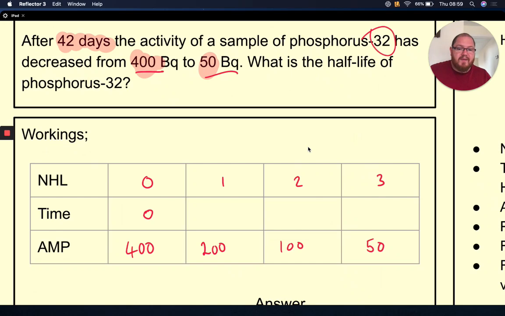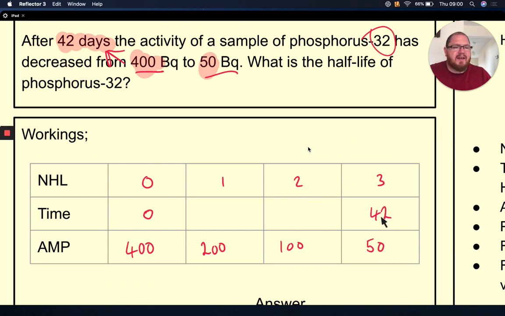So it drops from 400 to 50. Brilliant. But we don't know its half-life, but we do know that it takes 42 days to get to 50. So now it's a case of working backwards. Before, we were going 1 times whatever the half-life is, 2 times whatever the half-life is, 3 times whatever the half-life is. Now we can work backwards and say this is 3 half-lives, and you've got 42 days. So we need to divide 42 by 3, don't we? We need to see how many times 3 goes into 42.